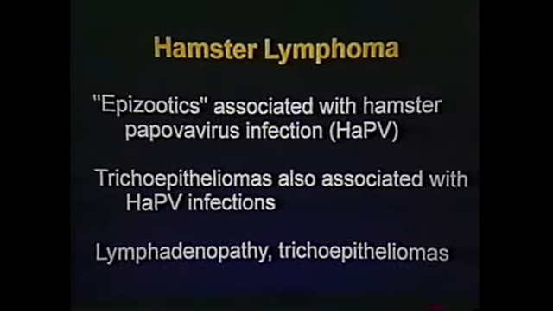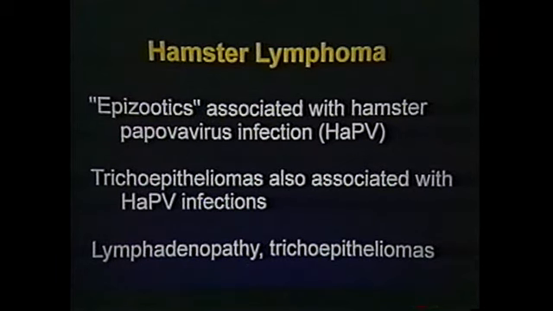So hamster lymphoma, the epizootics have been associated with a hamster papovavirus infection. And in addition to lymphoid neoplasia, there may also be trichoepitheliomas that have also been associated with this papovavirus infection. So lymphadenopathy and trichoepitheliomas are manifestations of hamster papovavirus infection.